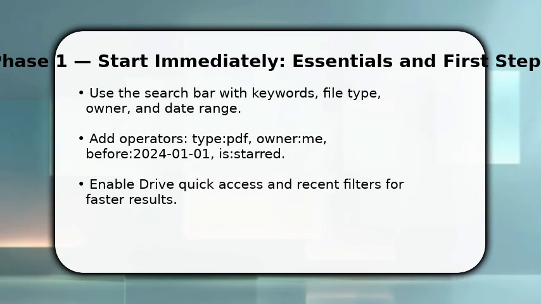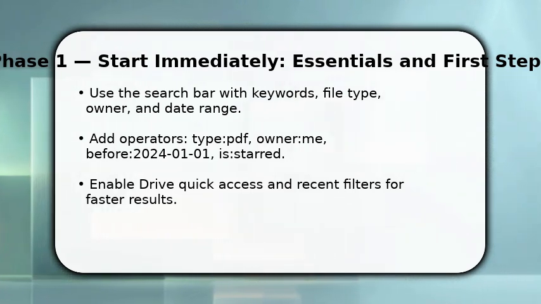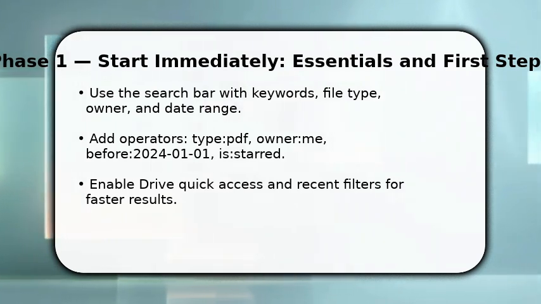Enjoy the video. You begin by narrowing scope with smart filters. Type what you remember: name, phrase, or extension. Use operators like type, PDF, or owner me to exclude noise. Once done, add a date range or before and after terms to target periods.